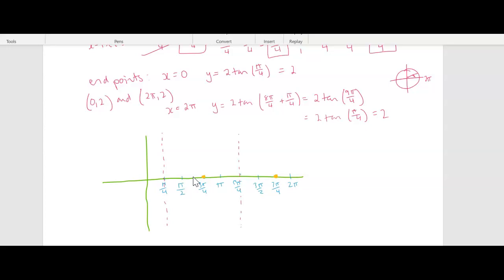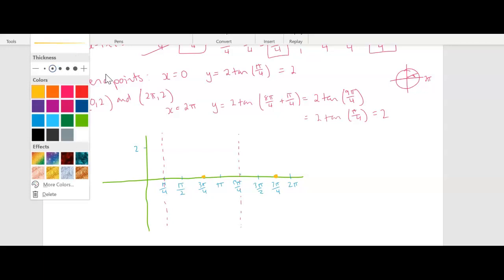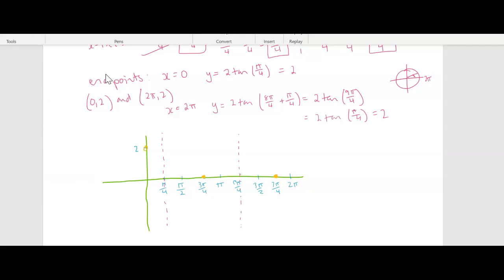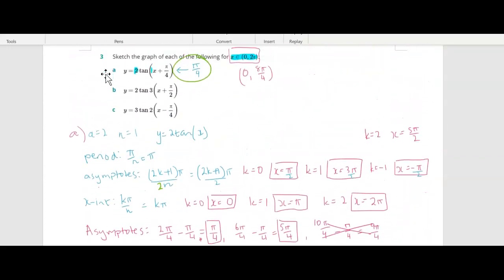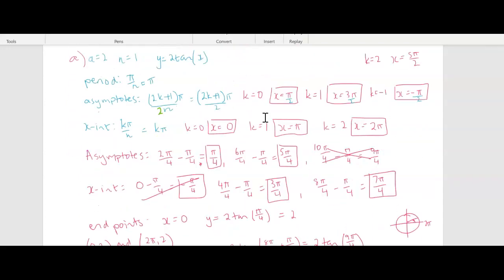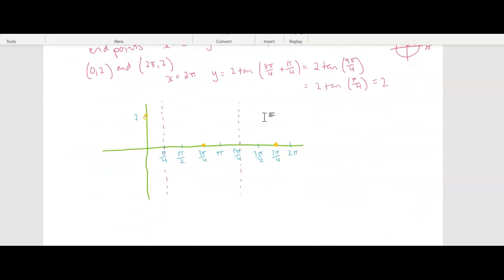We haven't had any reflections, so all I need to do is sketch it like a tan graph, but I do need to take into consideration these endpoints. So 0, 2, so I might just write 2 here. At 0, 2, I should have an open circle, because it's not included at 0. Remember, we're going from 0 to 2 pi, so an open circle because 0 and 2 pi are not included.